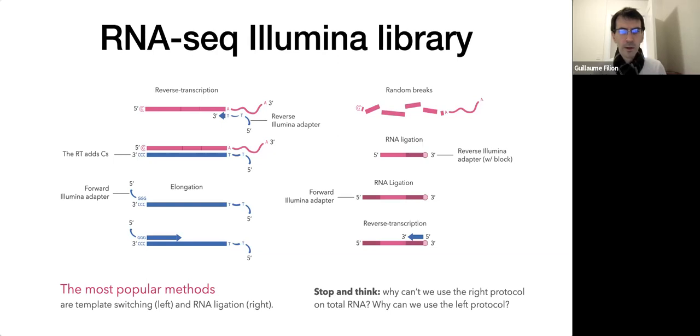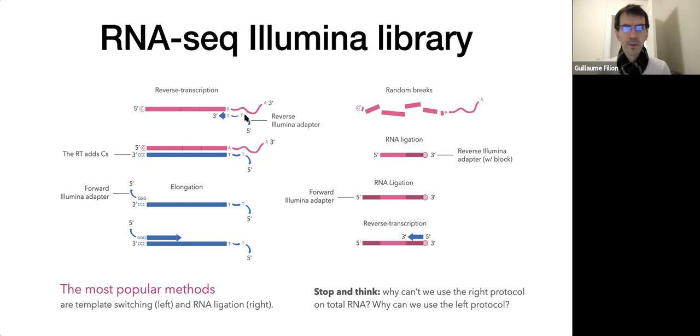The most popular methods are template switching on the left and RNA ligation on the right. So I'm briefly going to go through the process. Again, we've got these RNA that are here, 5' to 3', spliced, cap, polyadenylation. You take a poly-T primer, and remember that when you do PCR, the same for RT actually, you can modify the 5' end. You can put whatever you want on the 5' end. It's not going to interfere with the priming. You're not allowed to mess with the 3' end, but you can really put whatever you want on the 5' end.